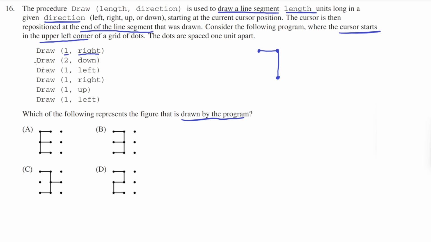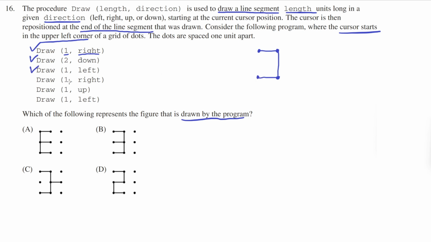And then line 3, here we'll put a check mark every line. So draw 1 unit going left. Okay, so we'll just go back here. 1 unit to the left will be in line with the first line we drew up here. And our cursor is back on this dot here.